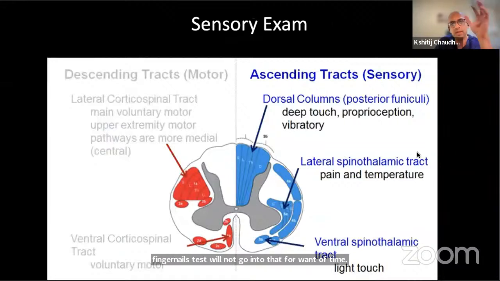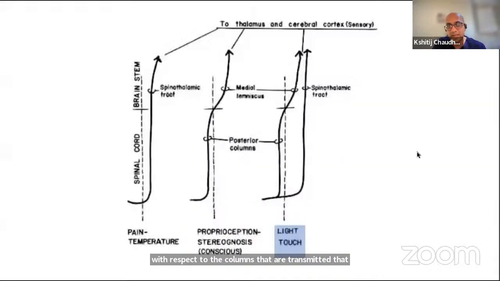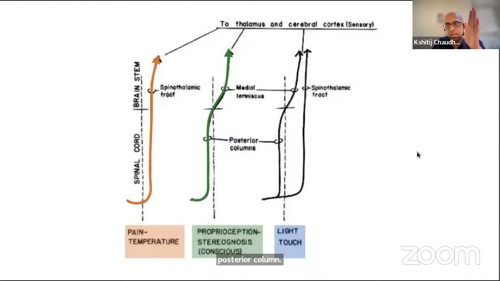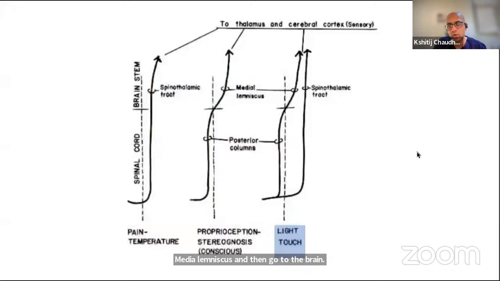Sensory examination: remember the sensory modalities with respect to the columns that are transmitting these modalities, because pain and temperature will cross at the spinal cord level, ascend the spinothalamic tract and go up. So lesions of the spinal cord will affect pain sensations accordingly. Proprioception and joint position sense will ascend on the same side in the posterior column. It will cross at the decussation at the brainstem, the medial lemniscus, and then go to the brain. Light touch will go from both sides, through the posterior column as well as the anterior spinothalamic, ventral tracts.